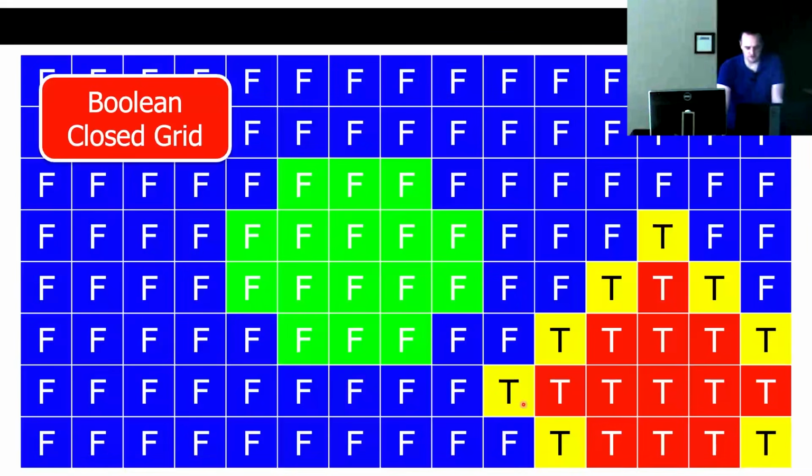Now here I've drawn T's on the open list as well. That's because it's a little bit different for the vector field. But you know what I'm talking about. This concept should be pretty clear.